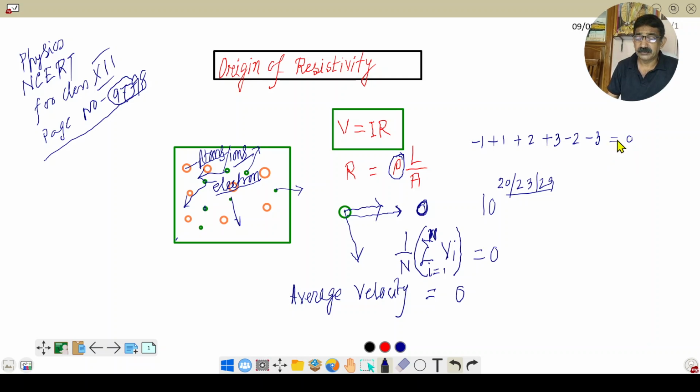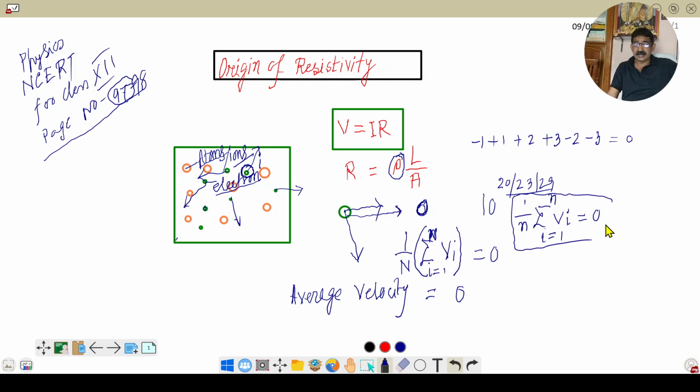That is why the summation of Vi, where i represents the ith particle or ith electron. Suppose this electron is designated by i. So Vi, i ranges from i equal to 1 to n. If we multiply by the factor 1 by n, then this also will be 0. So this is the matter of discussion.